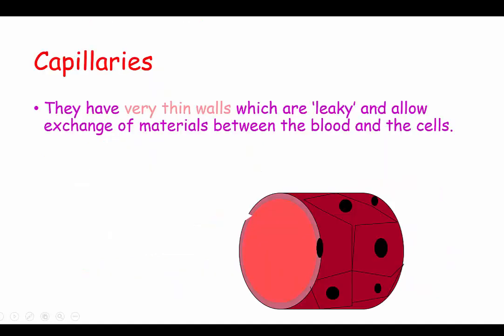Now capillaries on the other hand, remember we said that these are microscopic. Now in case you don't know what that means, it means that you need a microscope to see them. Now these are found in the tissues all around the body. So literally everywhere in your body has these. Your brain has them, your leg has them, your skin has them, your muscles have them, your stomach, liver, lungs, everything. Now the thing about those is they've got very, very thin walls which are leaky and allow the exchange of materials between the blood and the cells.